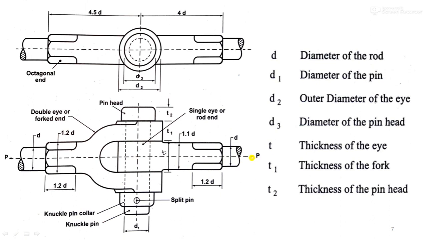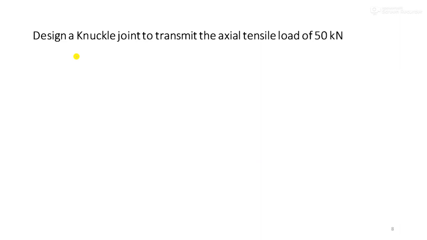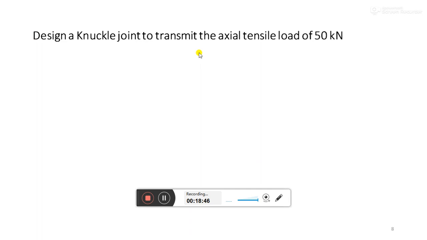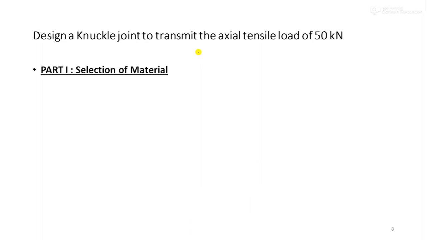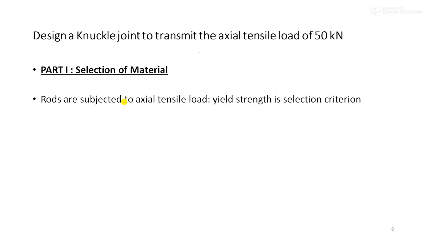Now let us design this knuckle joint and do the stress analysis. Let us take a problem statement: design a knuckle joint to transmit an axial tensile load of 50 kilonewton. Let us understand the procedure now. What is the first step? The first step is selection of material.